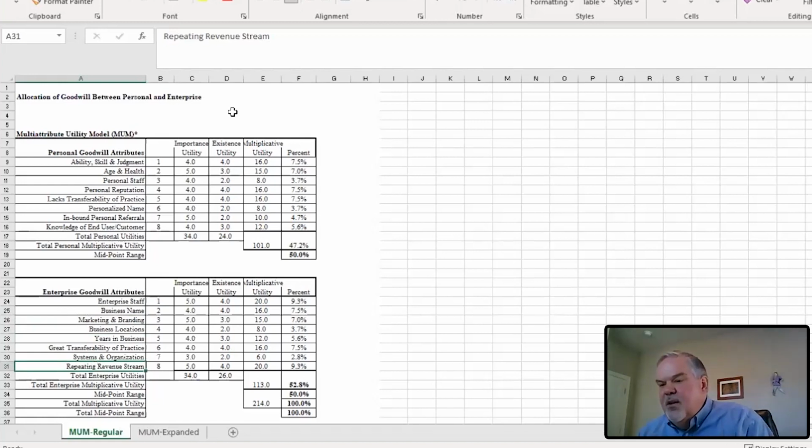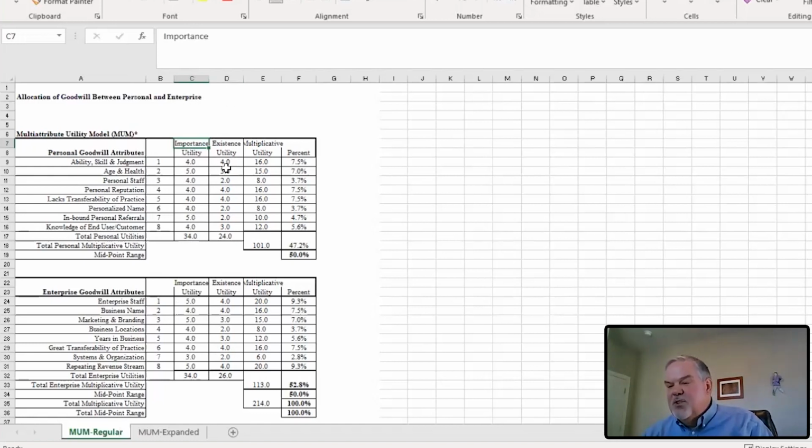And what this grid does is you have what's called an importance utility and an existence utility. In importance, you rank these things by how important they are to the profitability of the business, how important they are in this particular business. Now, the way it was originally written, it's on a scale of 1 to 5. I usually use a scale of 1 to 10. I think it gives me a little more flexibility. The math's still the same, it just gives you a little more range. So you rank the importance of it regardless of whether it's there or not.